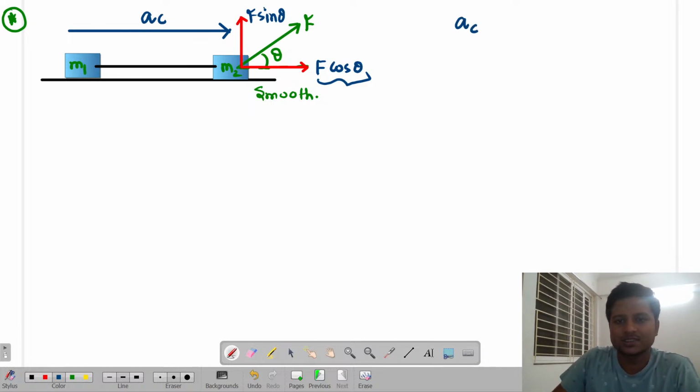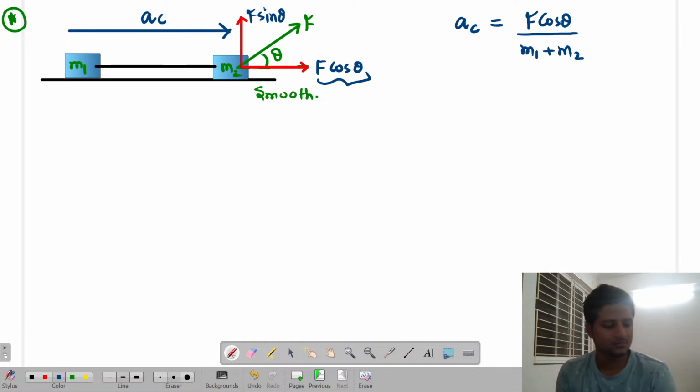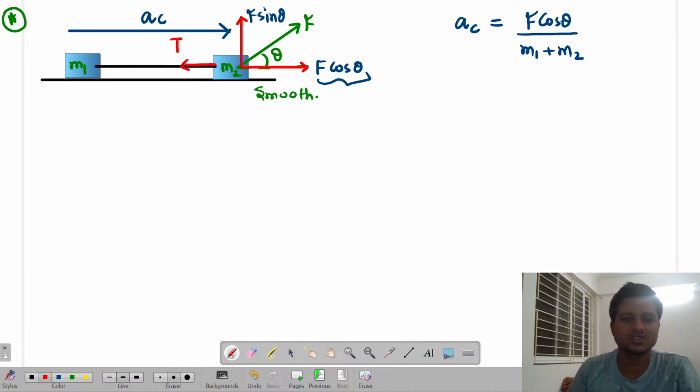So this common acceleration must be equal to the pulling force F cos theta divided by the total mass which are moving, m1 plus m2, or not. Is this clear or not? So you got your common acceleration. Now, if I look into the tension, this will be opposed by the tension T for M2, isn't it? While the motion will be for this tension T, there will be equal and opposite reaction. Are you able to get me or not?